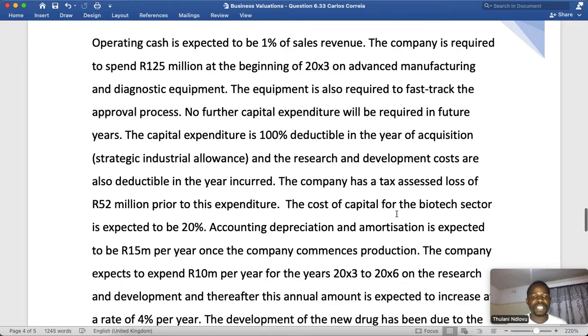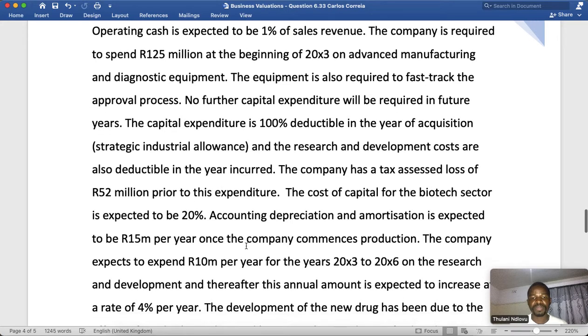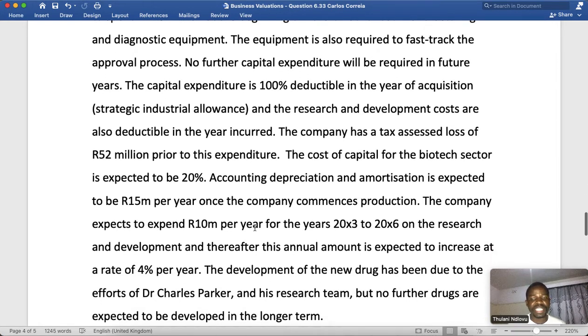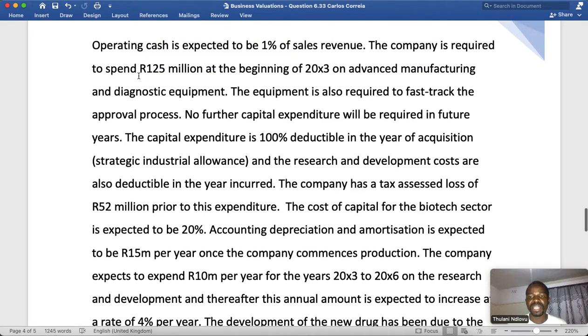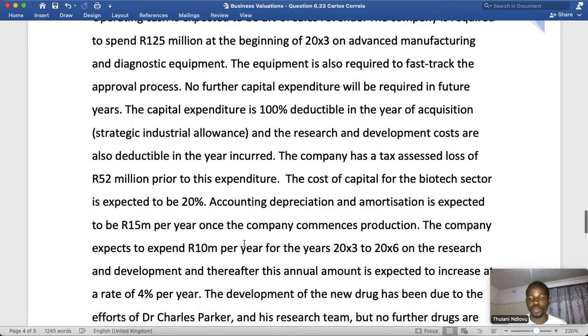The cost of capital for the biotech sector is expected to be 20%. This is our discount rate, or the weighted average cost of capital that will be used to discount the cash flows. Accounting depreciation and amortization is expected to be 15 million per year once the company commences production. We're going to use this figure to calculate tax saving or tax relief, but we are not going to, as the investment is deductible in full.